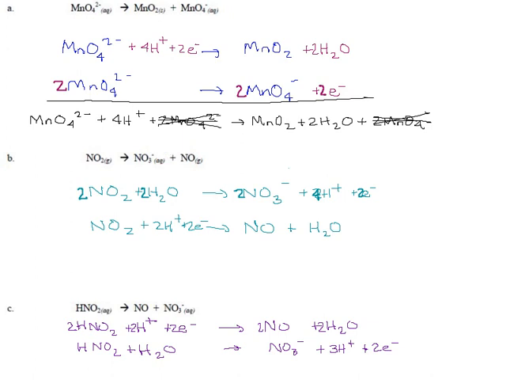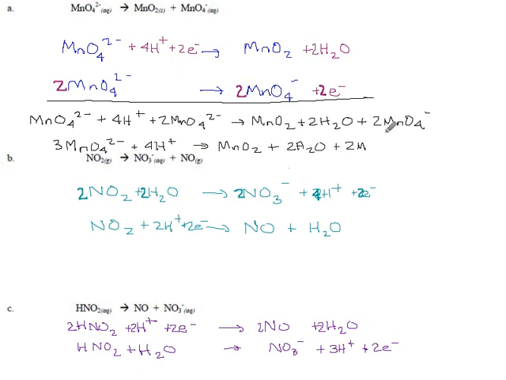No, we can't cancel those because, well, this is turning out to be a little sneakier than I thought. We cannot cancel these. Do you see why? The charges don't match. They're not the same species. This is MnO42 minus, and this is MnO4 minus. We can't cancel those. We can combine these two and get three MnO42 minus. There we go. MnO2 plus 2 H2O.